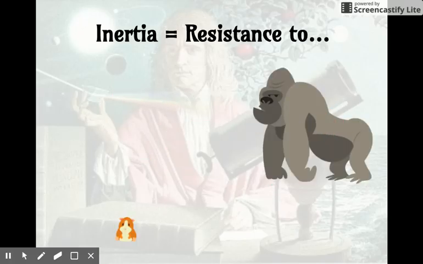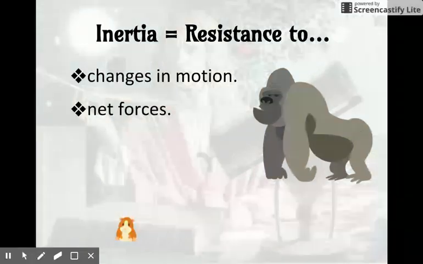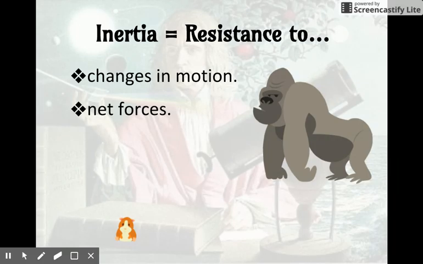So Newton's first law deals with a term called inertia. So inertia means resistant to. So it's going to resist the following things. So inertia, things with a large amount of inertia, are going to resist a change in motion. So it's harder to get them to move. They're also going to resist a net force. So again, it's going to be harder for an object that has a large amount of inertia to change its speed or direction. So it's going to resist that push or pull.